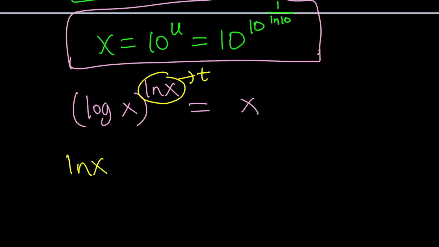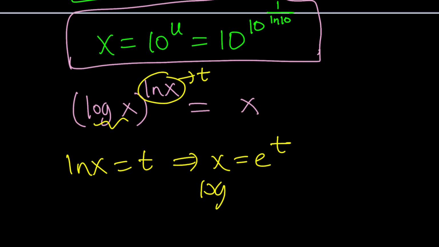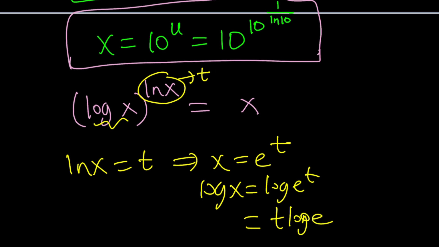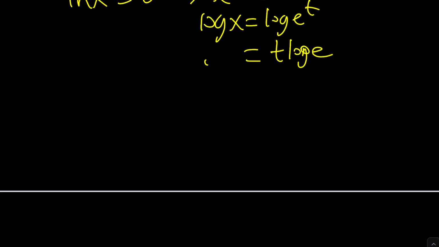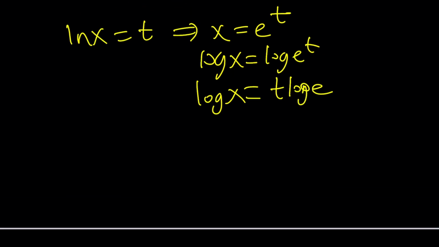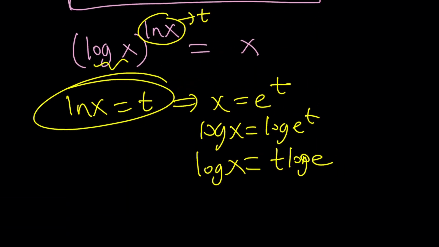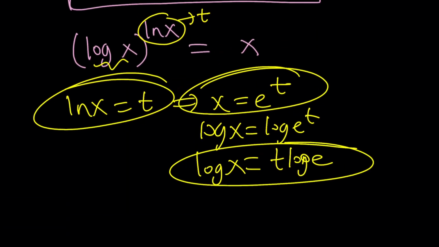If ln x is equal to t, then x would be e to the power t, and log x would be log e to the power t, which is t log e. Log e is a constant, so it's kind of like something times t. So now we're going to go ahead and substitute all of that, this one, and this one.